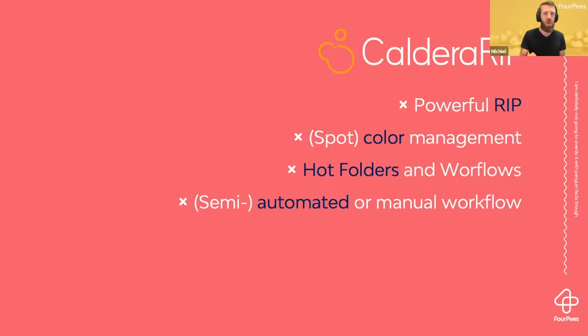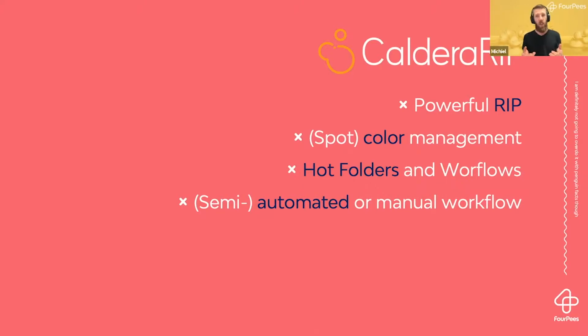And then, of course, we have Caldera RIP, which is a powerful RIP in the direction of large format, which can do color management and spot color management as well, and which also allows you to work with hot folders and workflows. A lot of people use Caldera RIP in a very manual way. They have the RIP on their system, they open the files using the file manager, and they handle their files one by one. But I've seen with customers that a lot of them don't actually use the hot folder functionality, while that can add a lot of value, especially in time saved, if you're doing a very repetitive process.